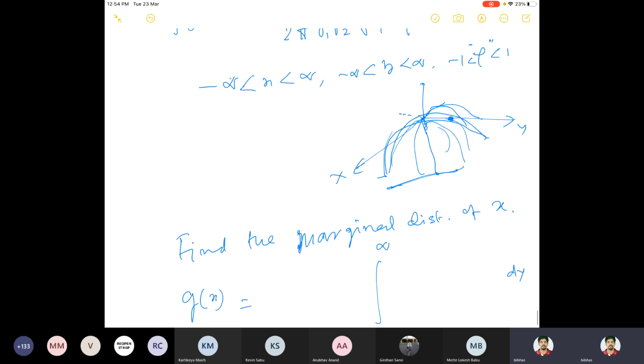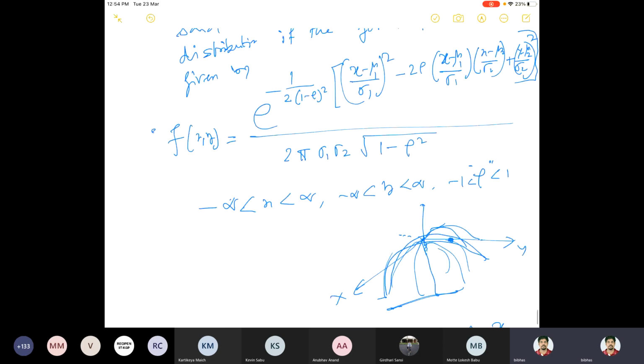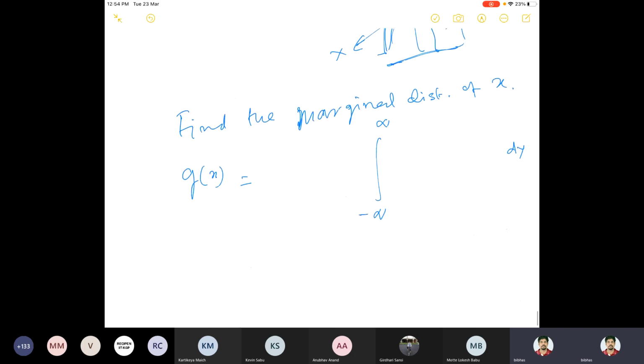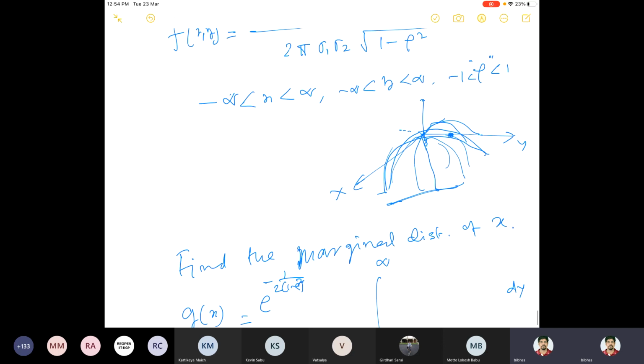Whatever is possible from this f of x,y, I'll take out all the terms which involve only x, outside the integration. Then you can see g of x will be nothing but minus 1/2, 1 minus rho whole square. This is just manipulation, 1 minus rho square. What did I write? Oh, not the whole square actually. So this is 1 minus rho square.